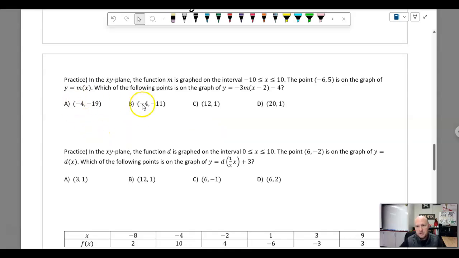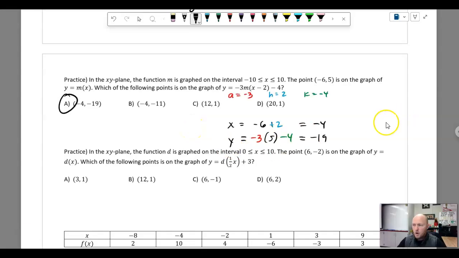Go ahead, pause me. I want you to try this practice one here, and then I'll go ahead and show you the solution. Okay, hopefully for this one you got A. X is -4, y is -19. That's because your parameters are a is -3, h is 2, k is -4. So remember, bx plus h. Here we don't have a b parameter. Well, you do. It's just 1. So it doesn't affect multiplying x's. And we add 2 to give us -4. And then ay plus k gives us the -19.